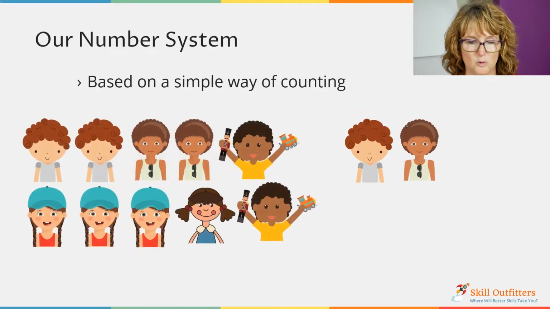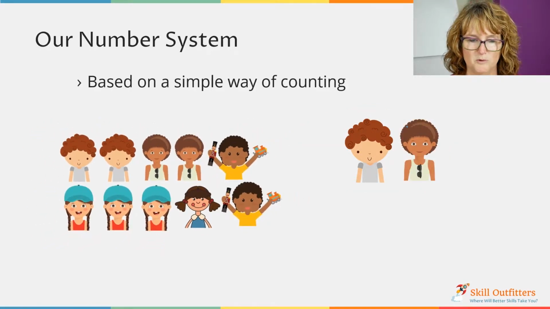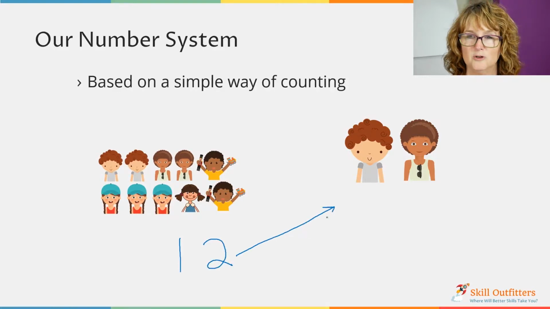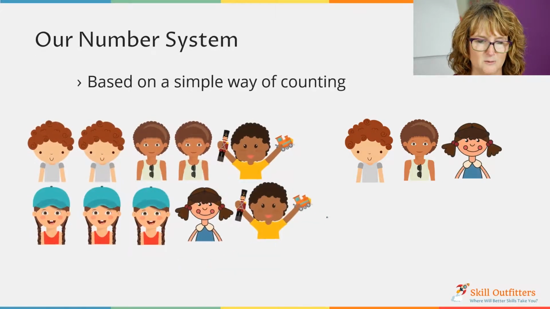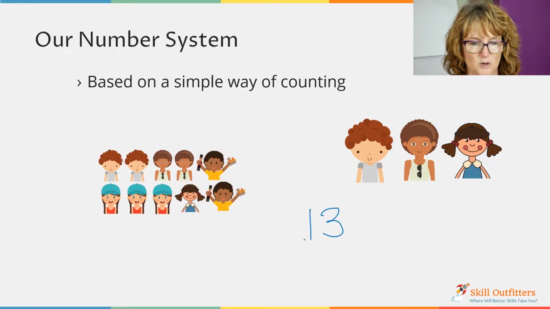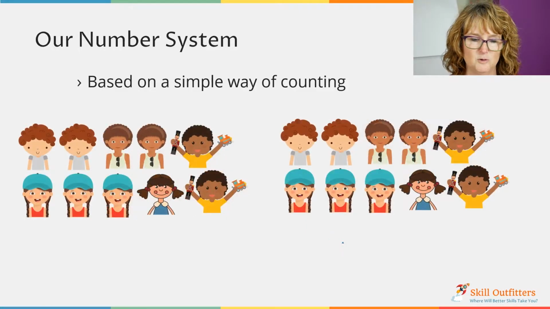If we have 12 kids, once again, we group that group of 10 up. We use the number 1, and then we use a 2 to represent these two little kids, right? And then you know what comes next. Well, that's right, we have 13. We group up the 10, and then we count the number of individuals. So one group of 10, 3 individuals. Well, eventually we were going to get to 19, right?